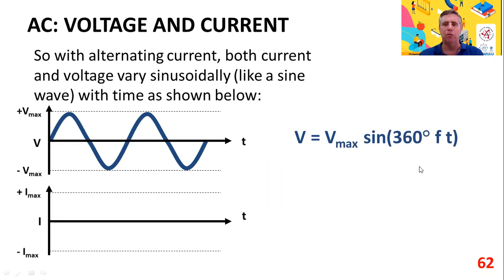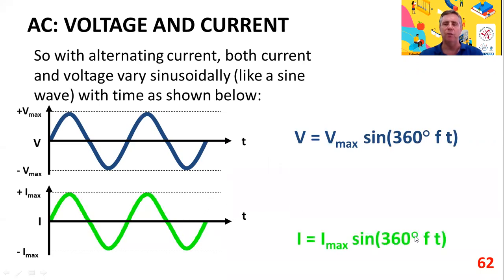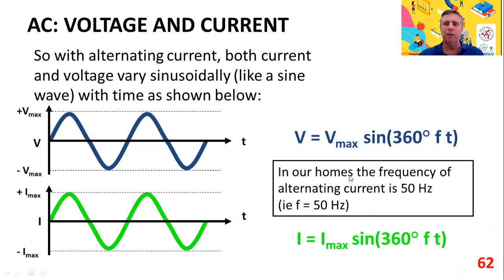Now, don't worry too much about the detail. We could just replace that with the angle theta. Current will be the same, a sine wave governed by a very similar equation. In fact, with our household electricity, the frequency is 50 hertz, which means that the voltage or the current changes direction 50 times every second.